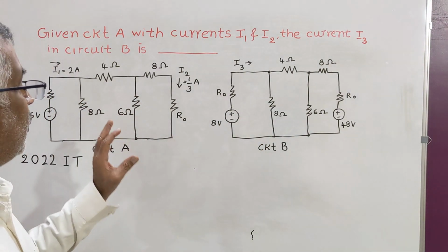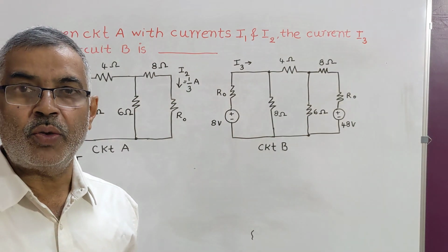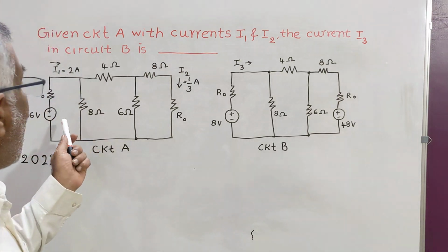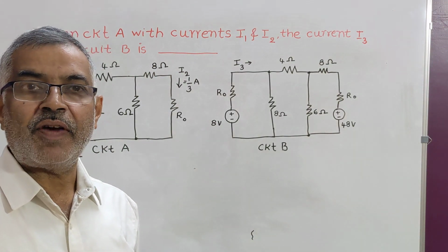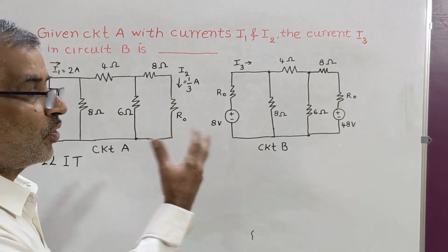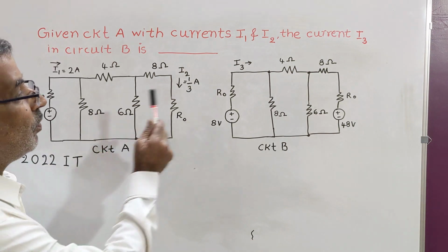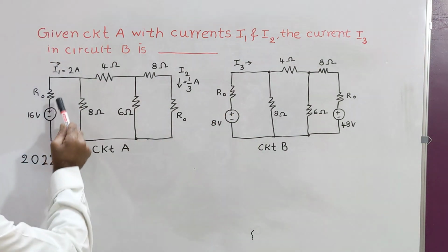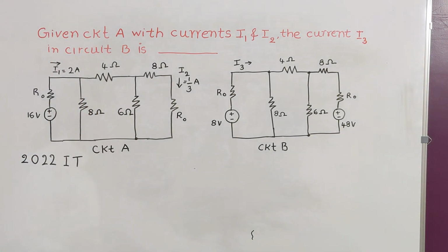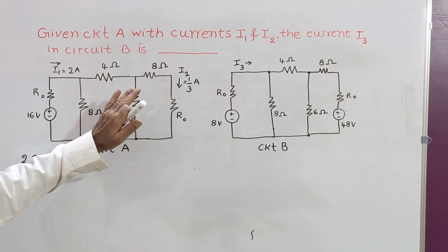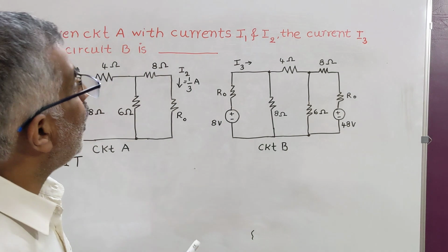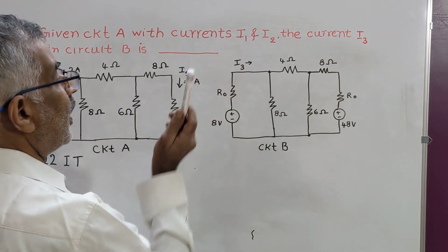If you closely look into these two circuits, circuit A and circuit B, there is one unknown in these two, that is R0. The R0 resistor value is not given, and that is why instead of one circuit we have two circuits. From this circuit we have to find R0. First I will find R0 from circuit A, then I will explain how to find I3. Ultimately we have to find I3.